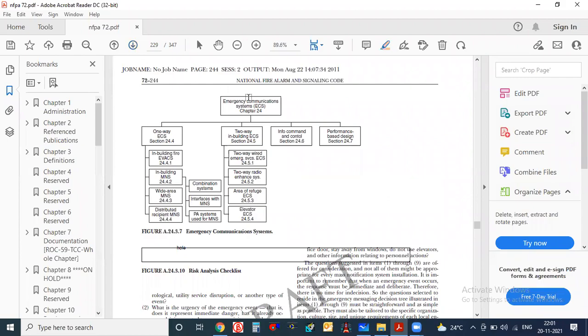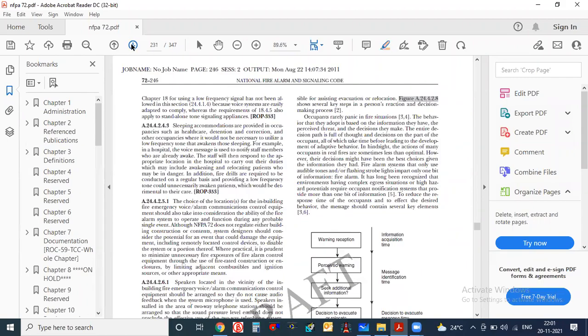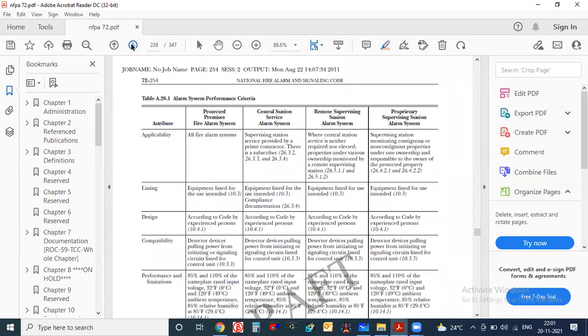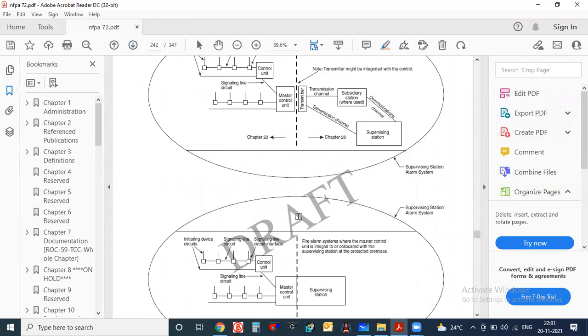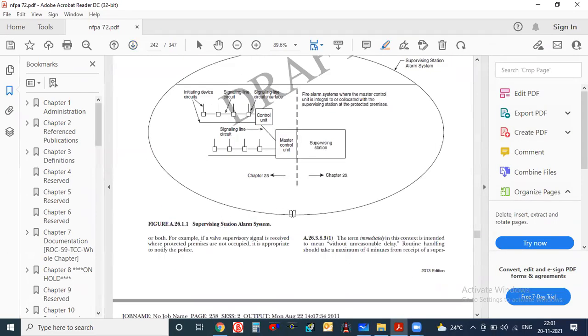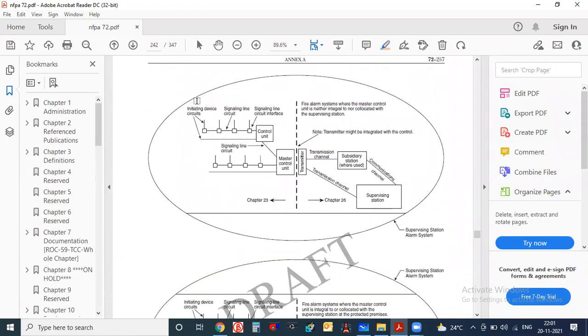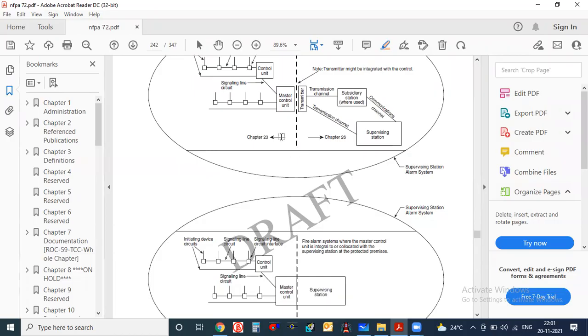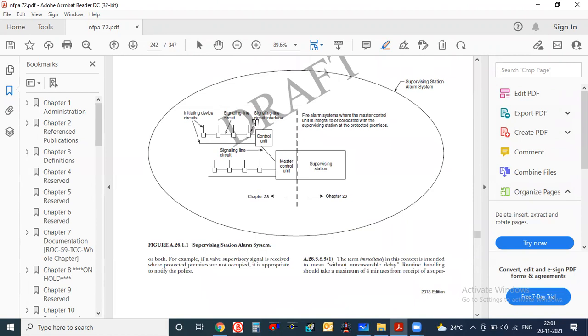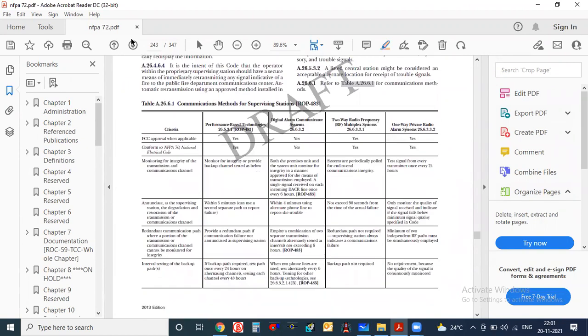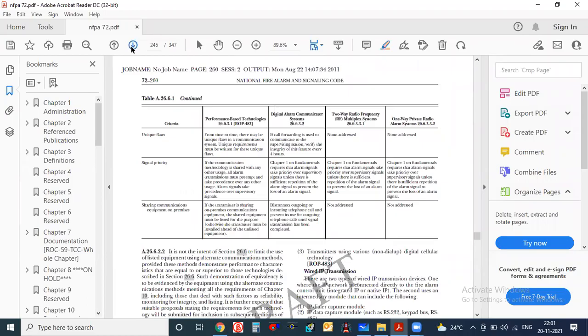This is also the talk back system or the PA system only. Alarm system performance criteria. This is also okay. Supervising station, alarm station. This might be a little bit interesting. How the circuits and all, and how these things are connected. All the electronic systems might be shown here, so you can see this. Apart from that, I don't think any important things are given here.